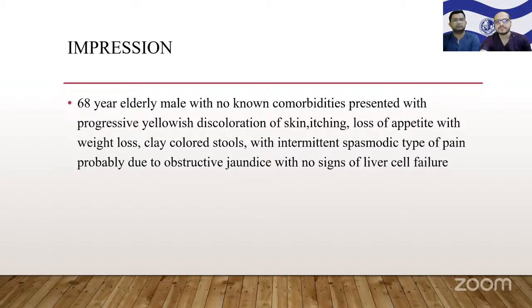So, impression, we have a 68-year-old elderly male with no known comorbidities presented with progressive yellowish discoloration of the skin, itching, loss of appetite, weight loss, clay colored stools with intermittent spasmodic type of pain, probably due to obstructive jaundice with no signs of liver cell failure.